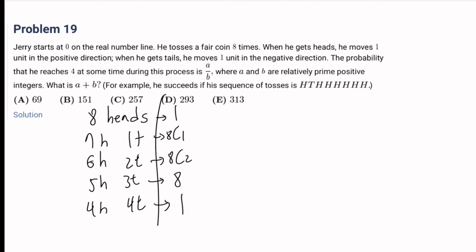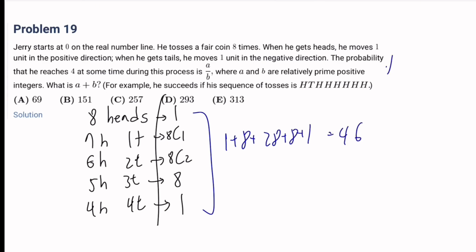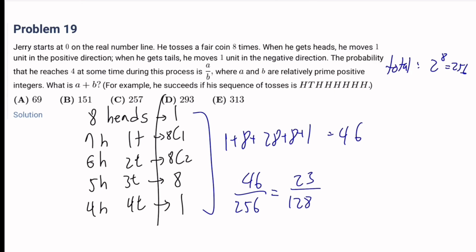And now, if we add these all together, we're going to get 1 plus 8 plus 8 choose 2. What is that? It's 28 plus 8 plus 1. This is equal to 46. And then our total possibilities, that is going to be 2 to the 8th power, which is 256. So it's going to be 46 over 256. This is going to be equal to 23 over 128. So this gives us 23 plus 128 equals 151. And so 151 is our answer, it's B.